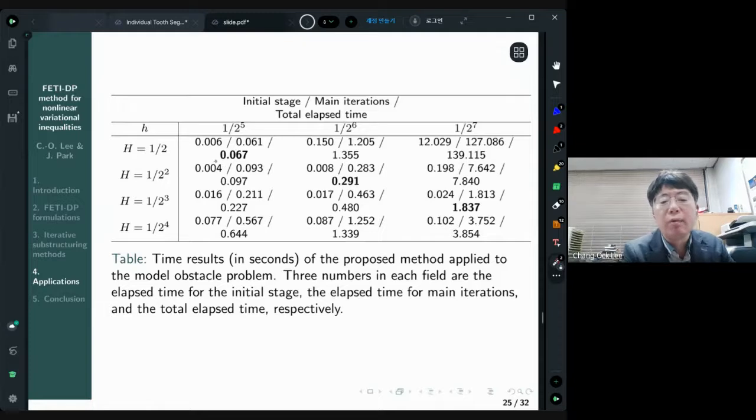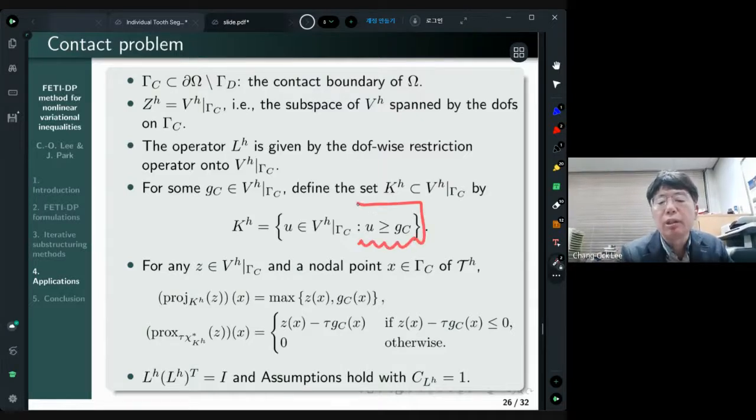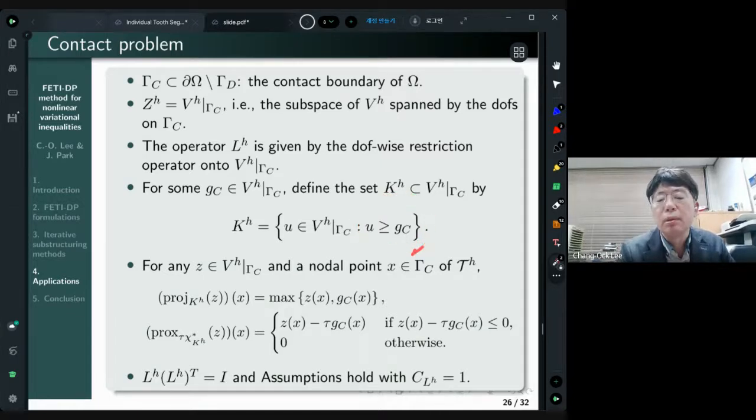Okay, then we can very quickly solve the problems. Again, we now have contact problems. A contact problem has a contact boundary, so in this case we have a constraint: u is greater than or equal to some function gc. In this case, the projection operator has a closed form, so using that, you can find the closed form of this proximal operator.